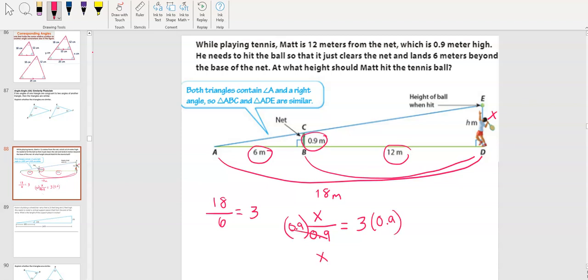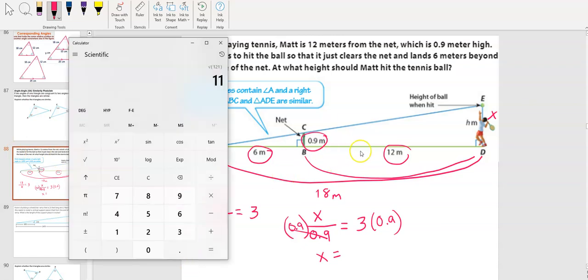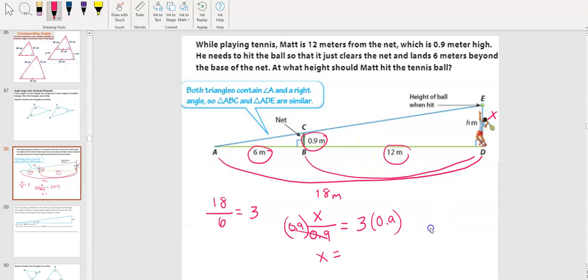And that is going to help me solve down here. Now, if you don't want to multiply 3 times 0.9, you can use a calculator. 3 times 0.9 is 2.7. So the height that Matt should hit the ball should be 2.7 meters off the ground.